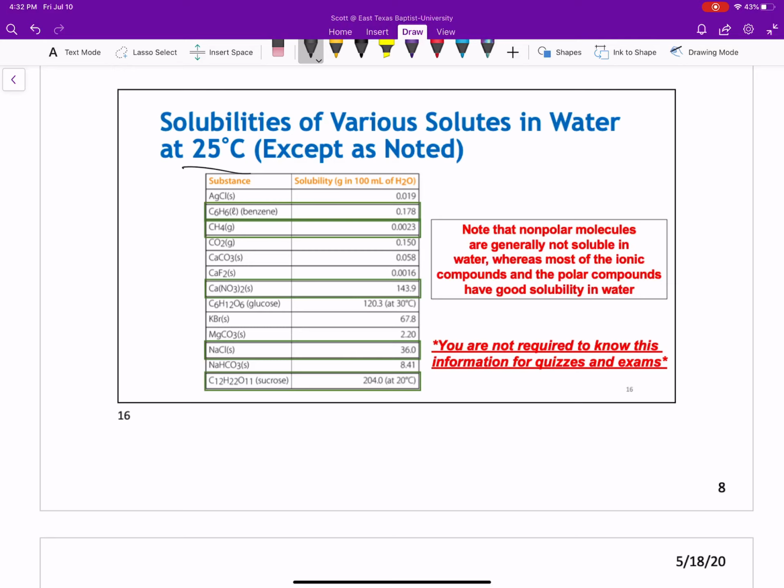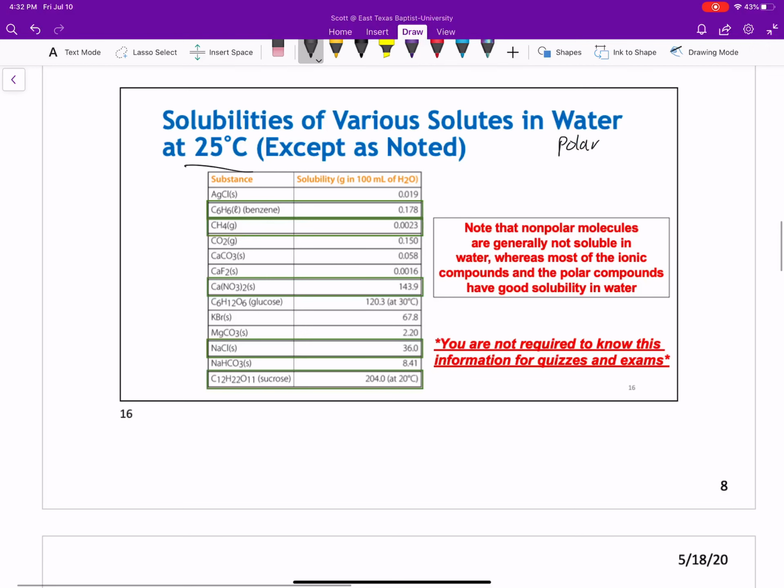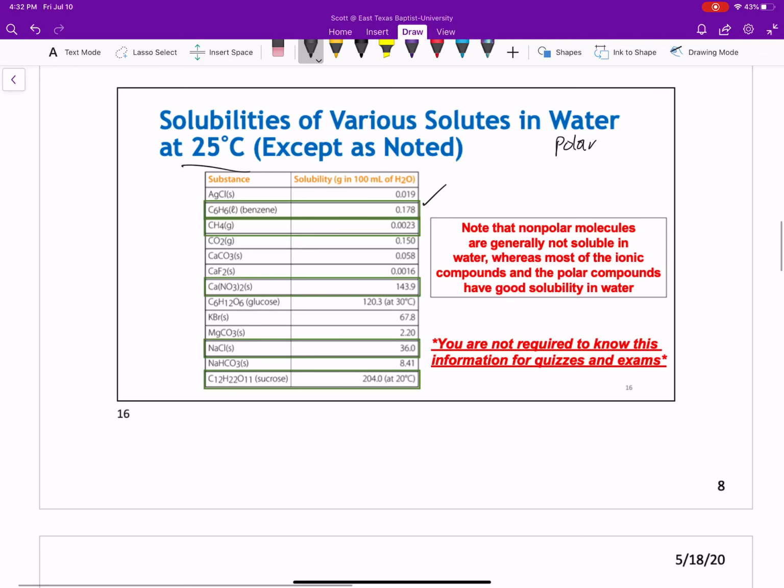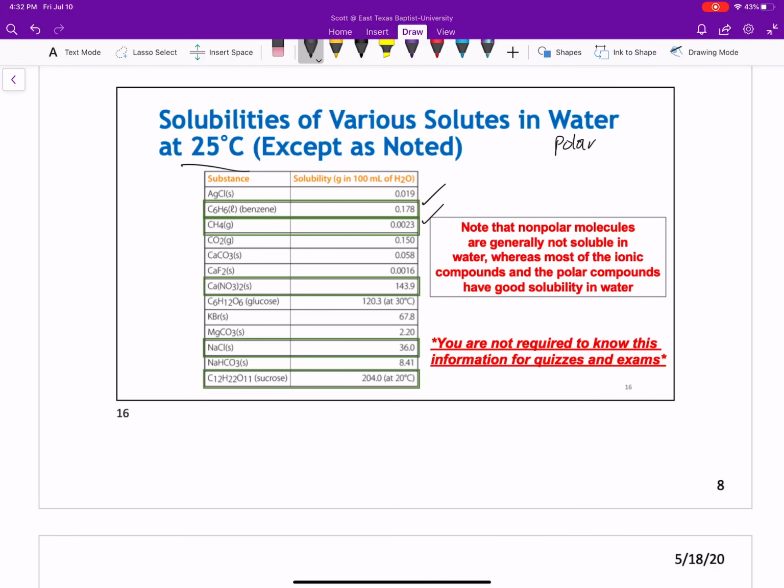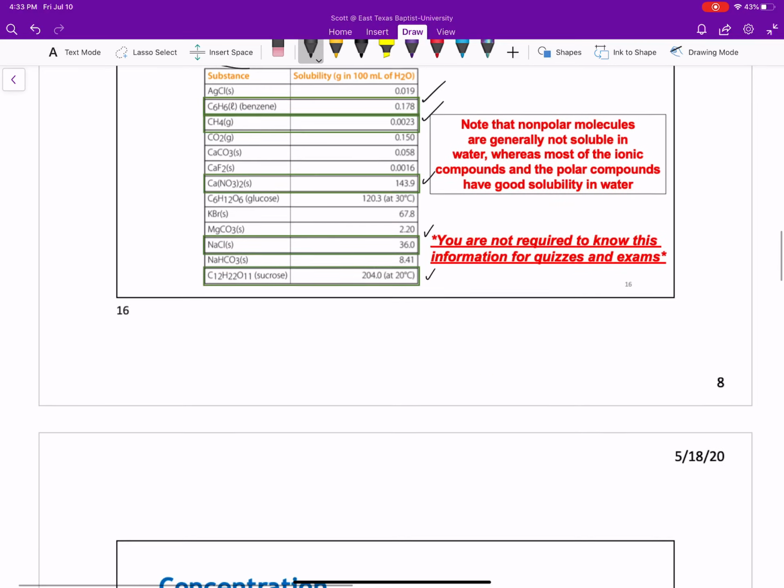Water is polar, and so as you would expect, the nonpolar solutes should have a very low solubility, and that's what you see in benzene, which is nonpolar, and methane, which is nonpolar. You should see a great solubility for those molecules that are very polar, or even ionic, such as calcium nitrate, sodium chloride, or sucrose right there, which is table sugar. But you're not expected to memorize all this. I just wanted to show you that each compound has its own solubility for given solvents, and this is water as the solvent in this case.